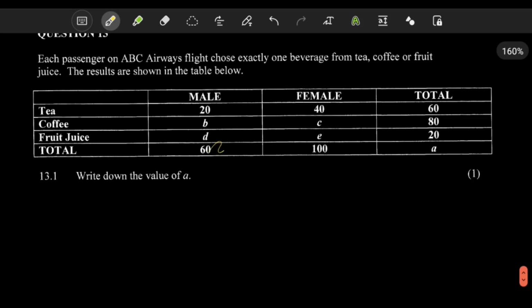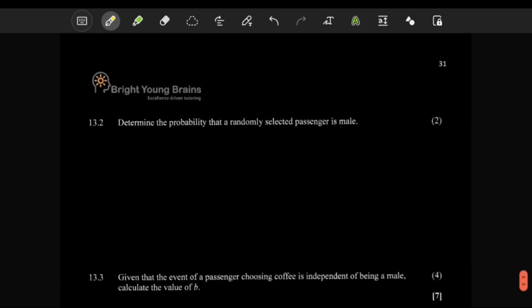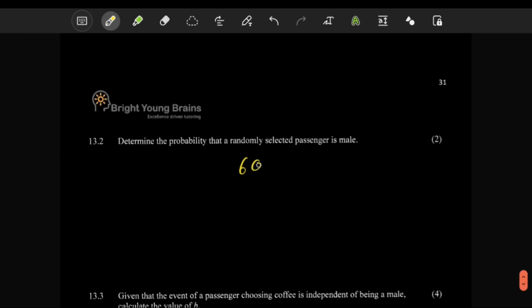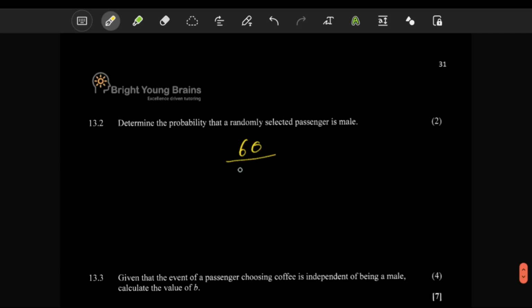The value of A is quite easy because it's 60 males plus 100 females. It gives you 160 people in total. Very easy marks. They want us here to write down the probability that a randomly selected passenger is male, for 2 marks. Well, in total we have 60 males out of 160 people. So the probability of choosing male is just 6 over 16, which is just 3 over 8. That's quite an easy question.